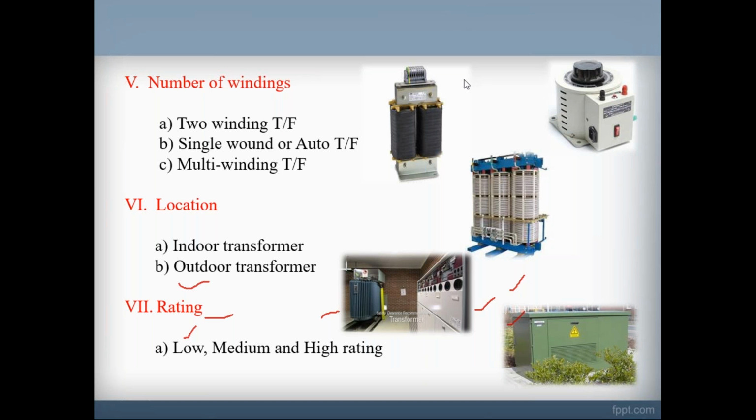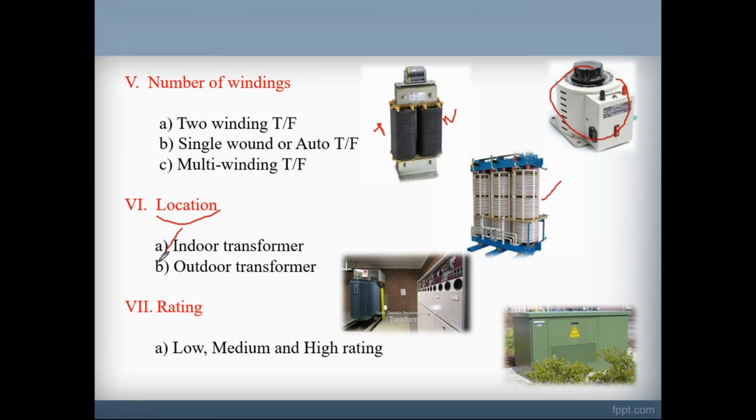Now you see the fifth one, number of winding. The first is 2 winding transformer, single wound transformer or auto transformer, and multi wound transformer. So 2 winding transformer is single phase. One is phase, another one is neutral. And single wound or auto transformer, we already saw in the lab, right? So this we call as auto transformer. It has only one winding, and this winding acts as a primary as well as secondary. Okay? And this is the multi winding, so multi winding in the sense more than 2, 3 phase winding. So this is the fifth category, categorized based on the number of windings.